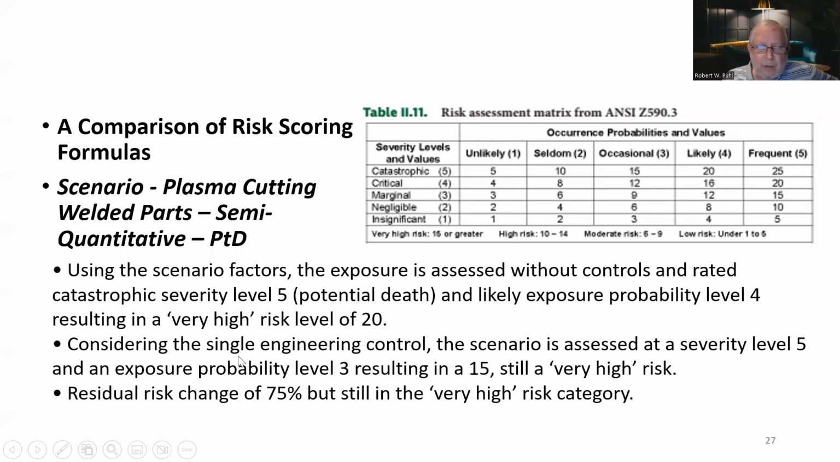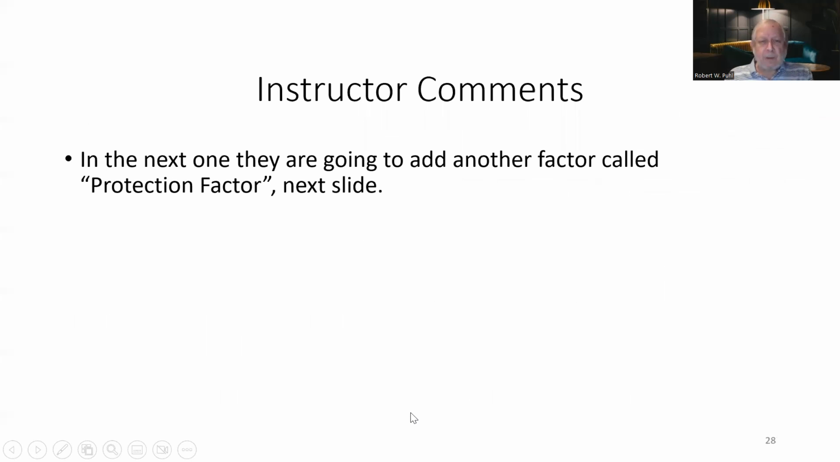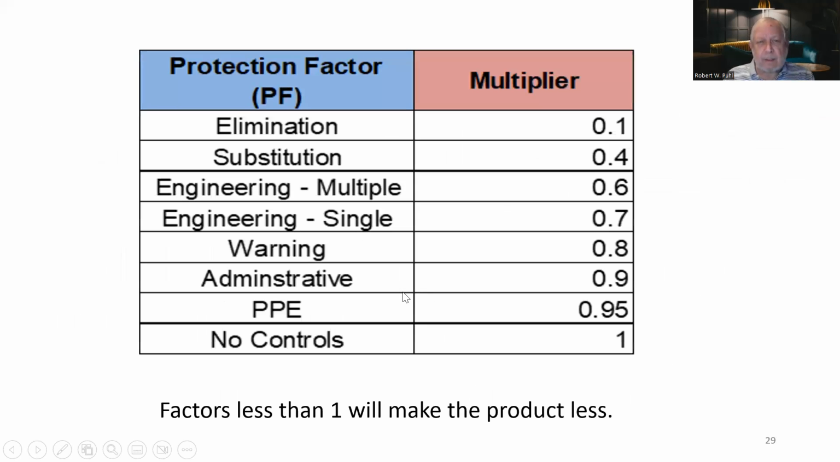Considering the single engineering control, the scenario is assessed at a severity level of 5 and exposure probability level of 3, resulting in a 15, still a very high risk. Residual change, the risk change of 75%, but still in the very high risk category. So again, how they get that 75% is beyond me. They don't use that same formula later on. But the next one, they're going to add another factor called protection factor. Next slide.